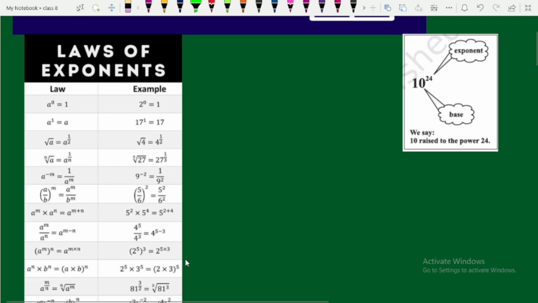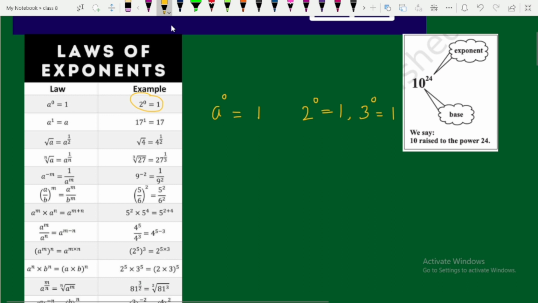For anything raised to 0, that is a raised to 0, it is equal to 1. For example, 2 raised to 0 is equal to 1. Anything raised to power 0 is always 1. Similarly 3 raised to 0 is also equal to 1. So this is the first law you are going to learn: anything raised to 0 is 1.